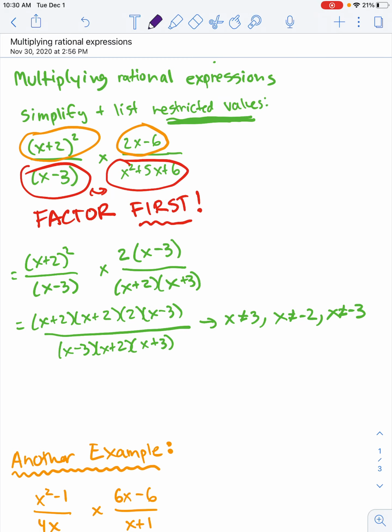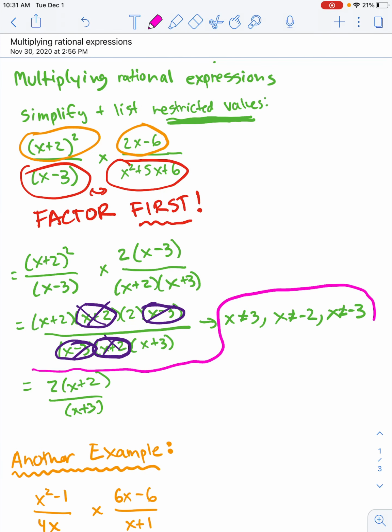So I'm looking for common factors in my numerator and my denominator. I see x minus 3 and x minus 3. Cancel those guys. I also see x plus 2 and x plus 2, so cancel that, cancel that. And I think that that is all. So I am left with 2 times x plus 2 over x plus 3. And this, along with my restricted values, are my final answer.